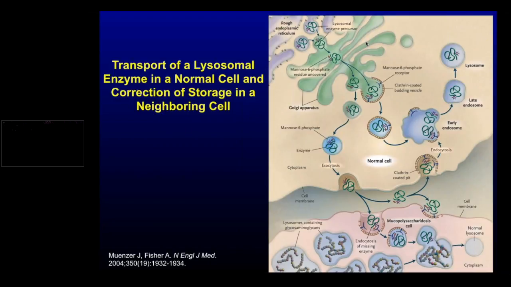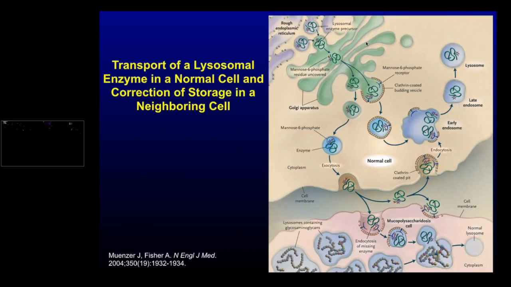And this is what happens with transplantation. In transplantation, your white cells now make a normal amount of enzyme. They circulate. They can release small amounts of enzyme and actually get correction of other cells nearby by a bystander effect, and it takes very little.